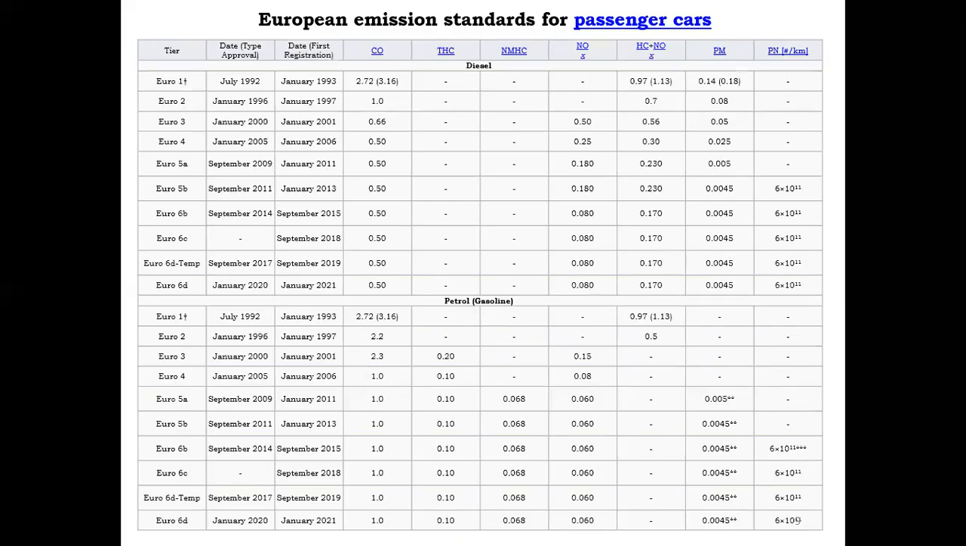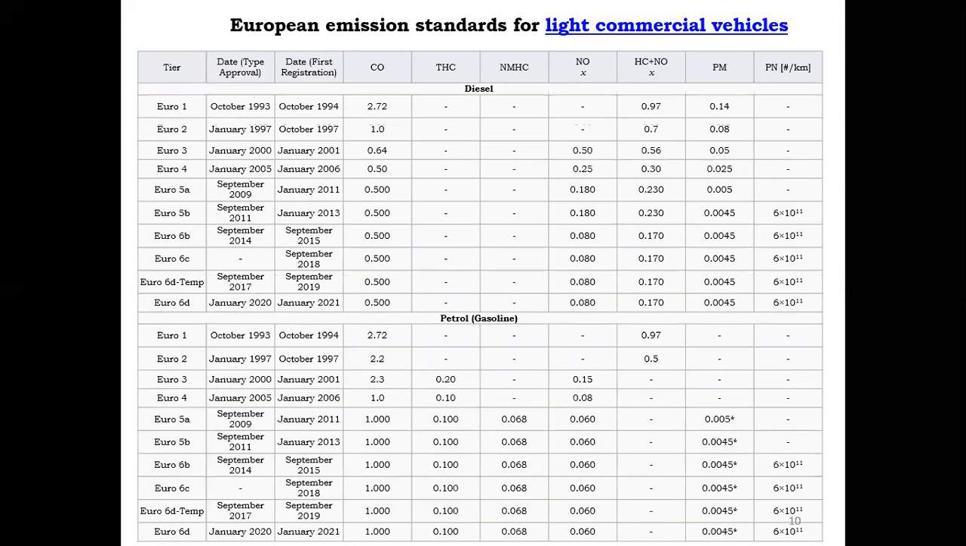European emission standards for passenger cars. Here they have different values: carbon monoxide, total hydrocarbon, NMHC, nitrous oxide, hydrocarbon, PM particulate values, then PN per kilometer. Like that, they define the different values. Here they are using diesel and petrol engines also to define the values. For each condition they define different values.